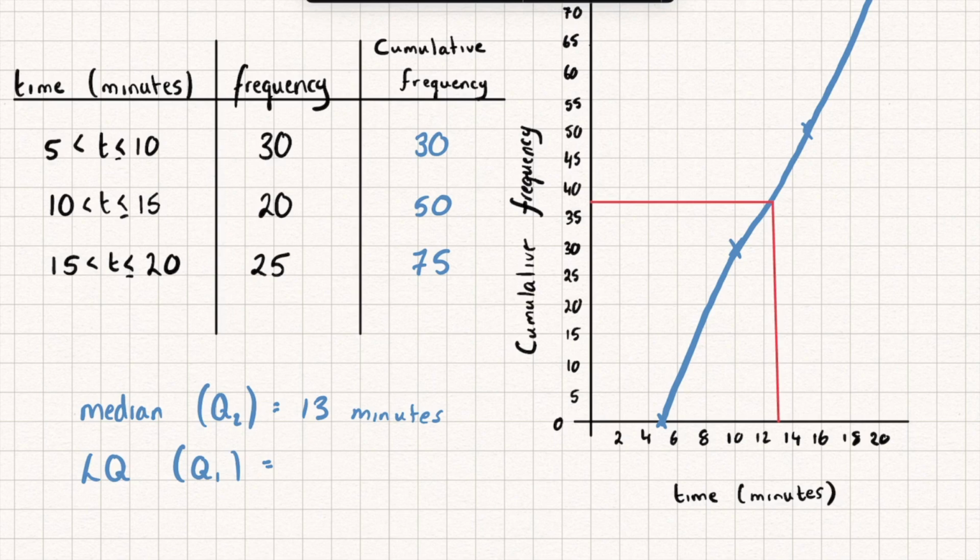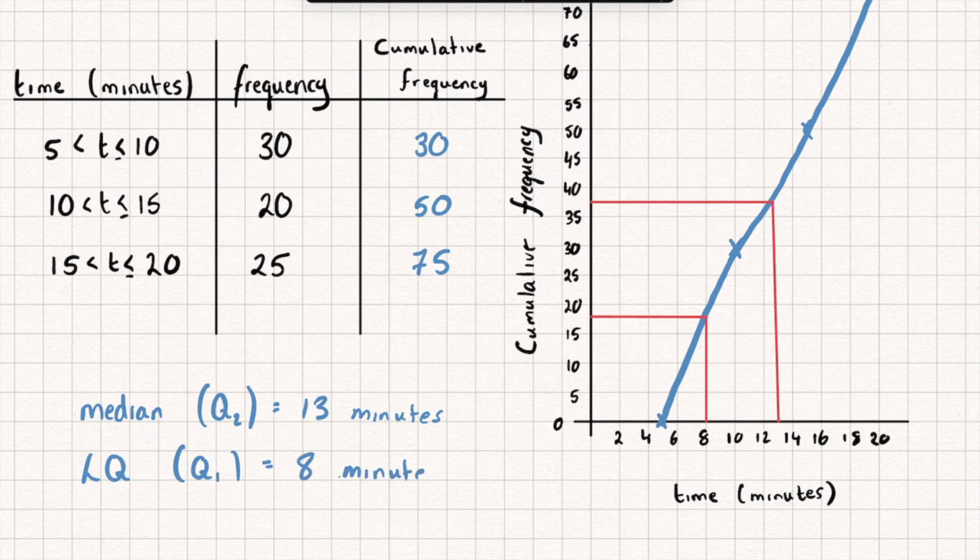So how do we find it? Well, we need to go a quarter of the way through the data, so 75 divided by 4. That tells me it's 18.75, so it's the 18.75th data value. Let's go to 18.75, go across until we hit our line and then go down. You can see as an estimate, our lower quartile is 8, so 8 minutes.